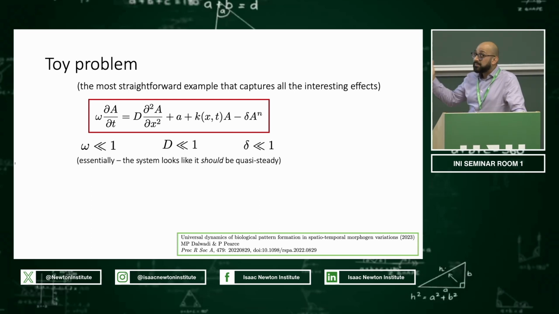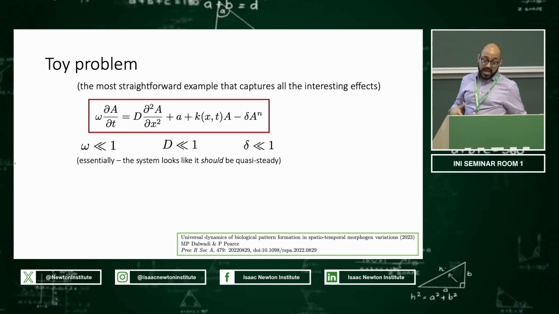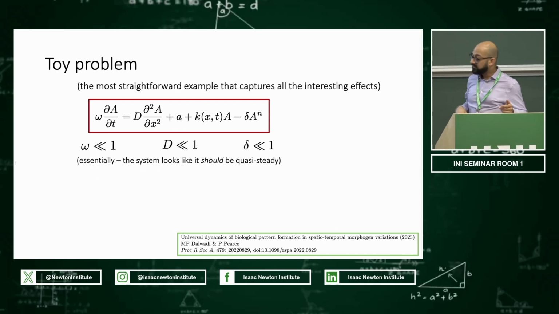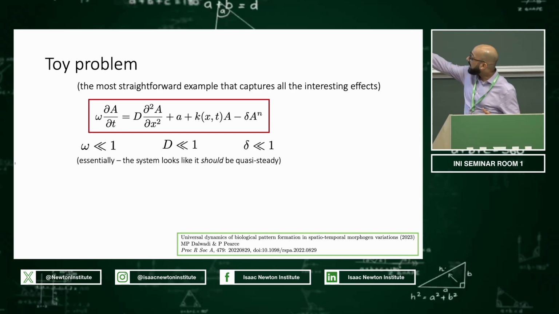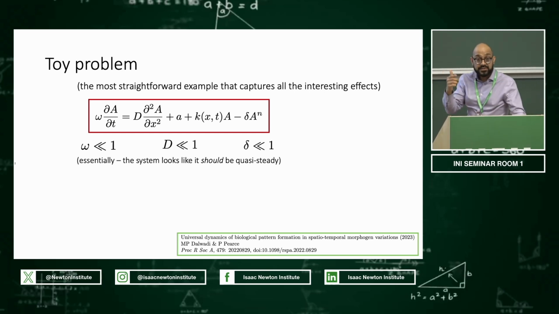And this is really the simplest toy example we could think of that captures all of the important effects. And many classes of biological pattern forming system will collapse down to the same canonical normal forms that I'm going to derive from this toy problem. So essentially this toy problem is a dimensionless reaction diffusion problem where this k of x,t is the spatio-temporally varying prescribed input to the system.